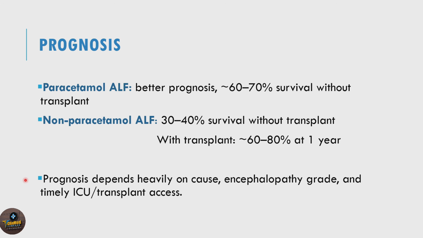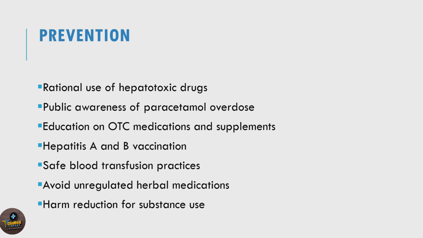Factors influencing outcome include the cause of the acute liver failure, the grade of encephalopathy, and access to intensive and transplant care. Preventive measures include the rational use and prescription of hepatotoxic drugs, public education in dangers of paracetamol overdose, clear labeling of over-the-counter drugs and supplements, vaccination against hepatitis A and B, ensuring safe blood transfusion practices, avoiding unregulated herbal medications, and promoting harm reduction in substance users.